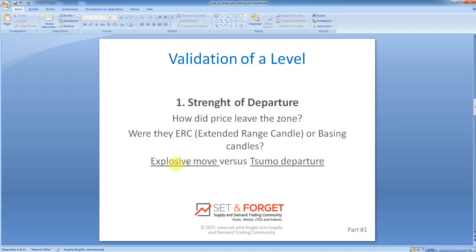Was it an explosive move, or was it a slow move, like a sumo departure? There's a sumo player, the fighters in Japan. Big guys. They don't move very fast. They are strong, but they are not very fast. Were they ERC candles, extended range candles, or were they basing candles? Because the stronger the departure, the more ERC candles we have on departure, the better.